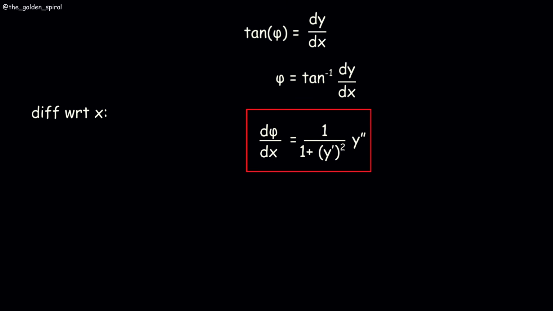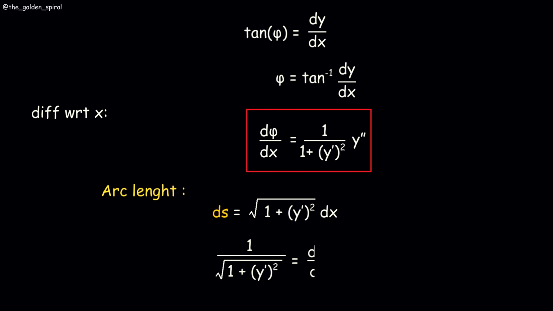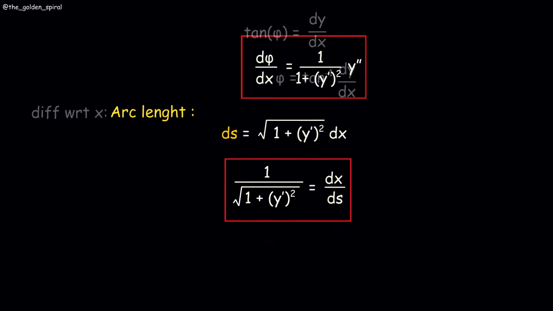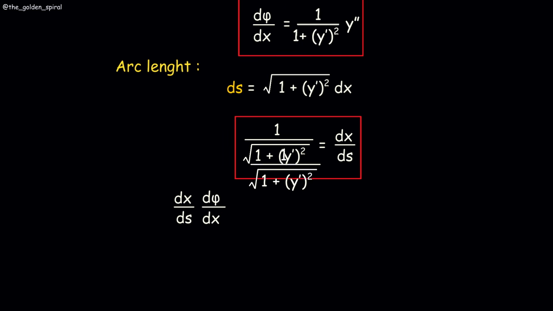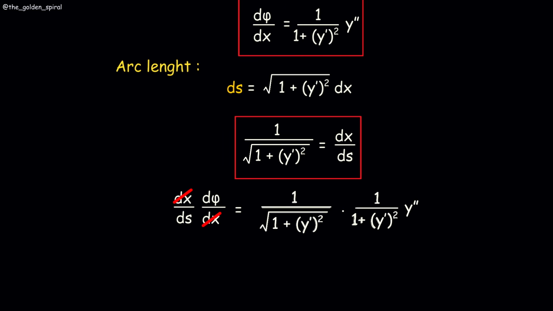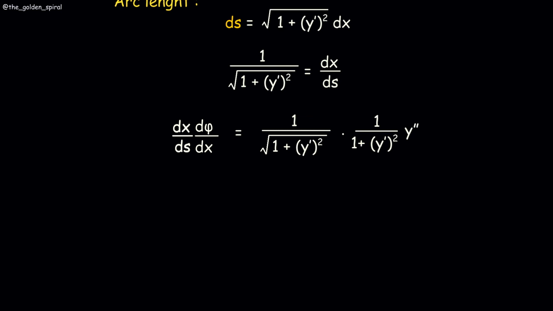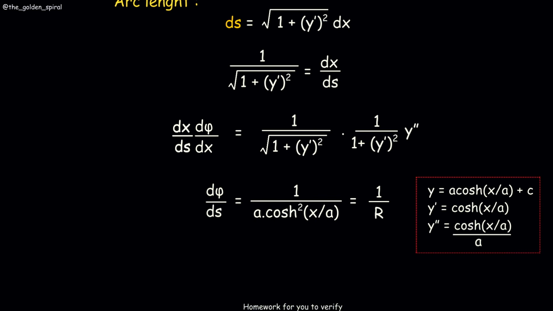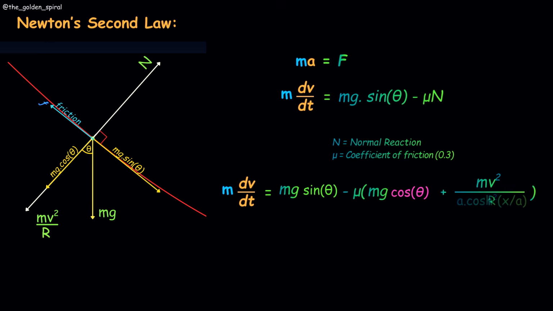This is the relation between phi and x, but we needed a relation between phi and s. So we need something that can relate x and s. And for this, we have our arc length element ds equals root over 1 plus y dash squared times dx, which we can write as dx over ds equals 1 by root over 1 plus y dash squared. If we multiply these equations side by side, this dx cancels out, and if we substitute these values of y dash and y double dash in this expression, we have the instantaneous radius of our curve, which we can substitute in our equation.